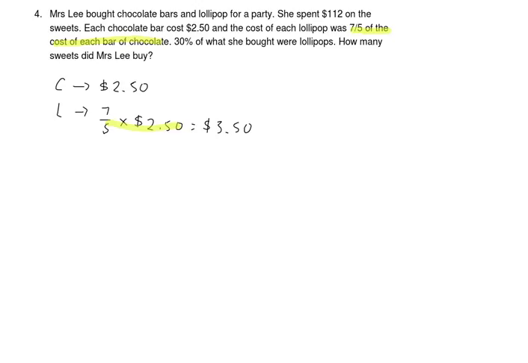30% of what she bought were lollipops. So you know that she spent $112 on the sweets. When they say sweets, it's not sweets per se. They're not talking about sweets as in candies. They actually call the chocolate bars and the lollipops sweets. So chocolate bar and the lollipop are considered sweets. Understand? So sweets is not another item altogether. So please do not misinterpret.